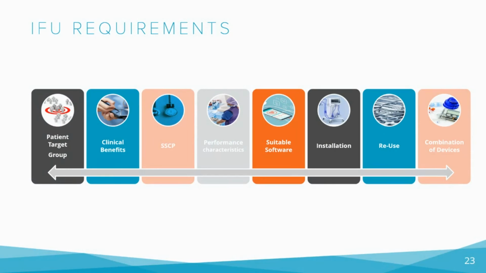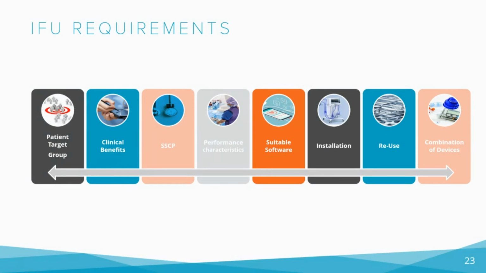IFU requirements. IFUs are critical components of medical device labeling as they provide the user with important information on how to use the device safely and effectively. The UMDR sets out specific requirements for the content, format, and language of the IFUs to ensure that they are clear, concise, and easy to understand.